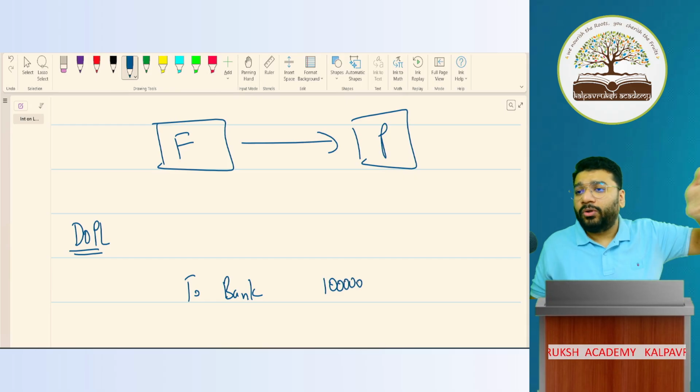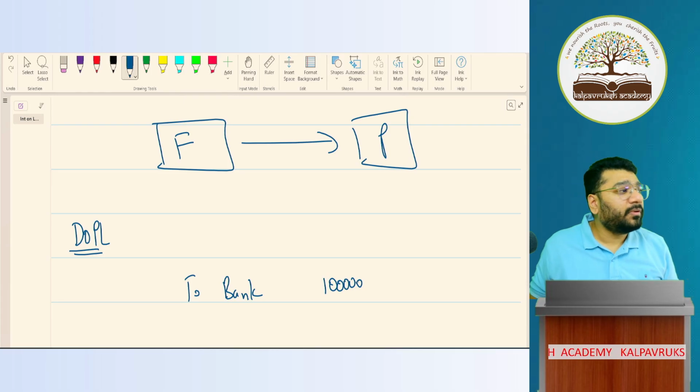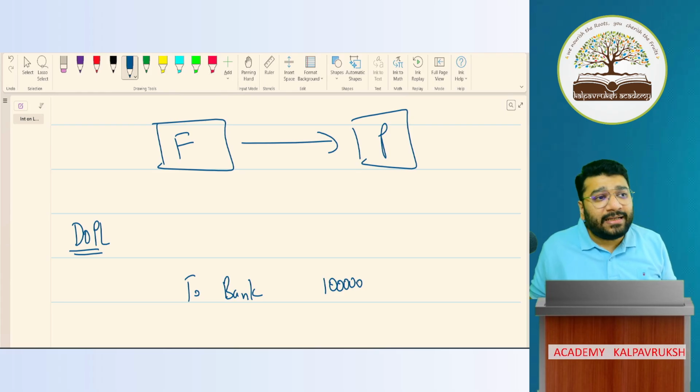This money that is going out, will it come back to you in future or not? Will you receive this money in future? You will receive it. So anything that I receive in future is an asset. So I have to create an asset. Asset is what balance? Debit balance. To create an asset, debit.